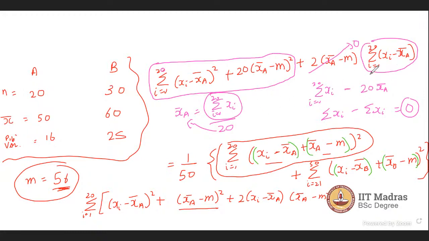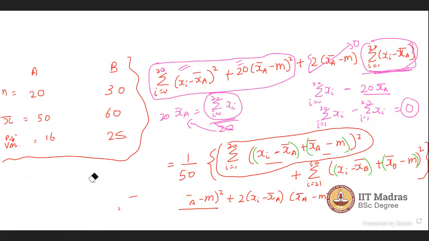So here I'm opening this summation. So summation xi minus 20 times xa bar, right? Xa bar is the sum of those 20 observations divided by 20. So if 20 goes here, it becomes 20 times xa bar equal to this thing. So I just put this in here. So this thing becomes 0. So this whole term becomes 0. I am left with only this portion now, these two terms. Right. Okay. So now this is for A.